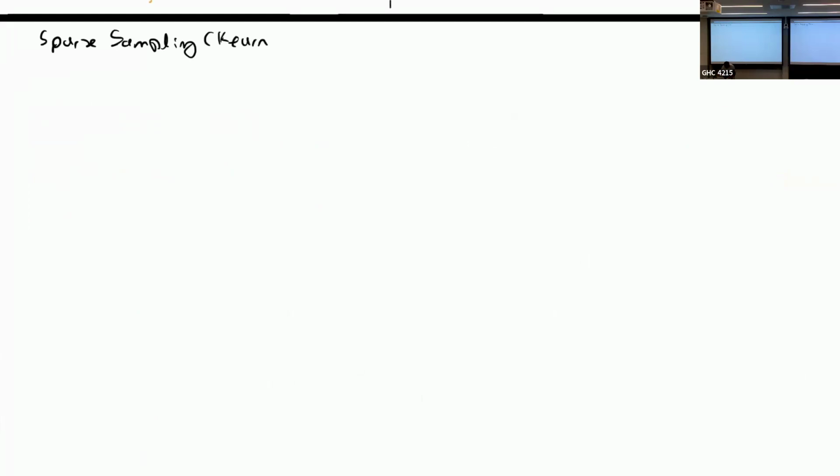It's Kearns, Mansour, and Ng. Anything you'll notice in this class is almost every paper we cover has at least one author named Andrew on it. But the idea of sparse sampling is basically the following.